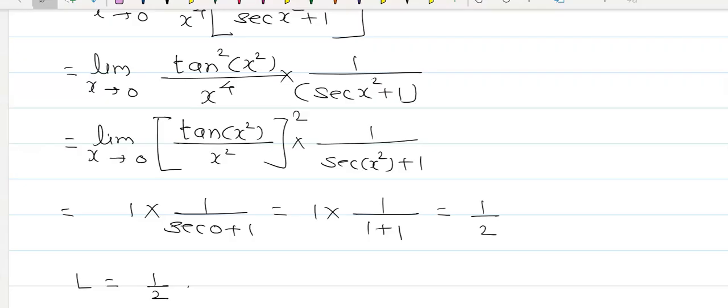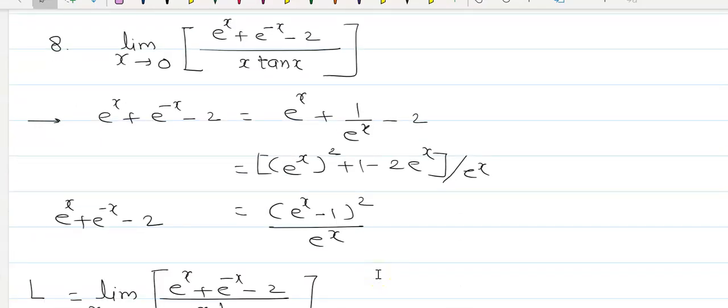Now see this again here. Limit x tends to 0, (e raised to x plus e raised to minus x minus 2) upon x tan x. Simplification: e raised to x. Here is a minus sign, therefore it becomes plus when we take it to the denominator. e raised to x plus 1 upon e raised to x minus 2. Now this is the perfect square. That is (e raised to x)² plus 1 minus 2 times e raised to x, whole divided by e raised to x. Now this is the perfect square: (e raised to x minus 1) bracket square upon e raised to x.